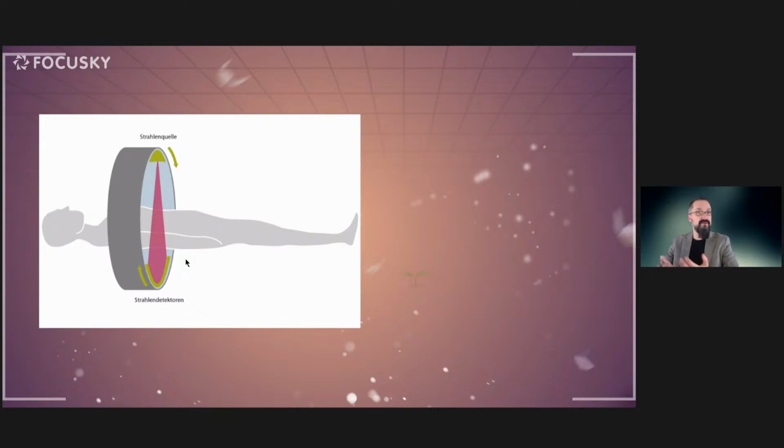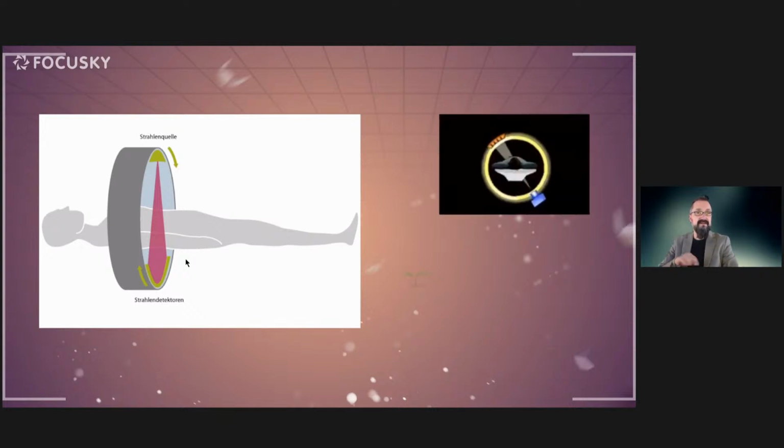But of course, we want to get a tomographic image. In order to get this, the radiation source and also the detection unit are rotating around the patient. So we get signals from a lot of different directions. And those profiles, those signals that we gather, can be recomputed into a slice image from this specific location.